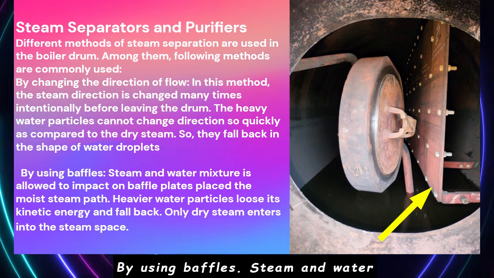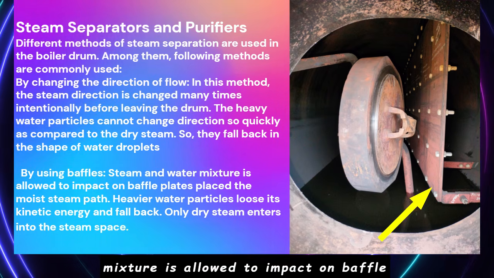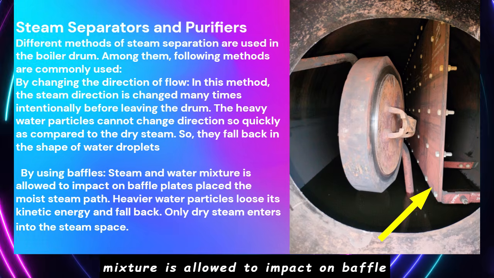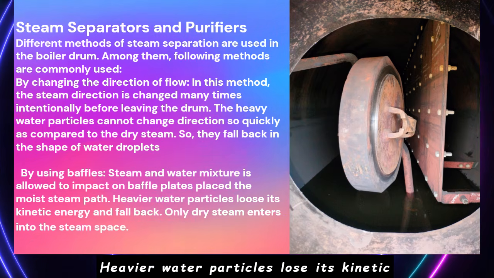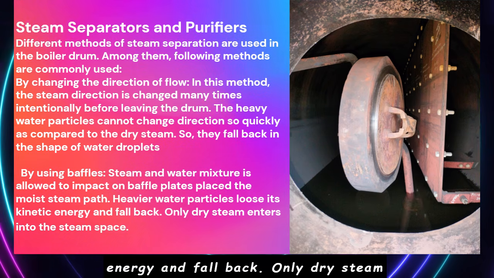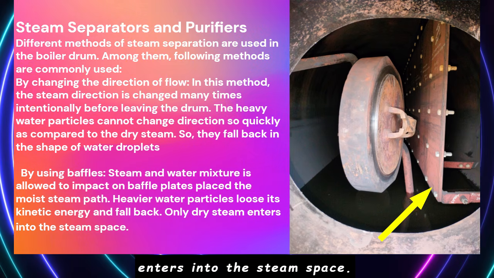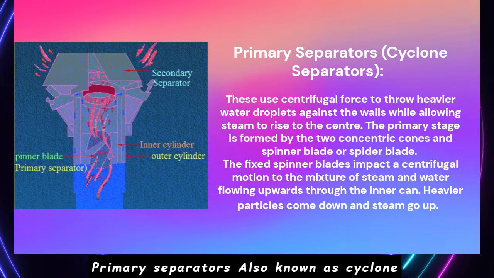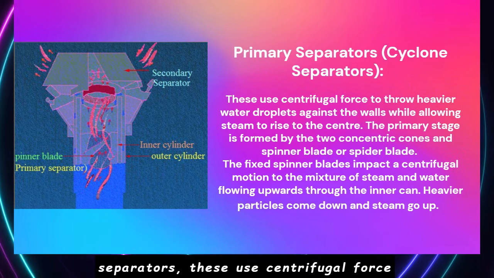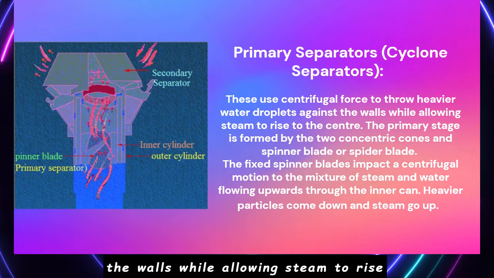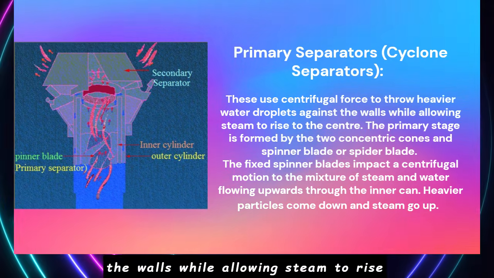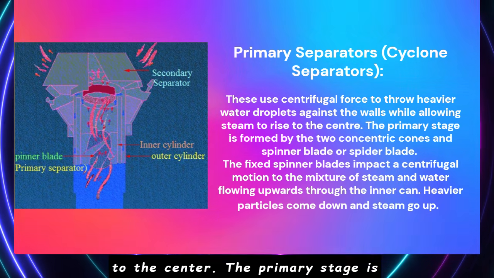By using baffles, the steam and water mixture is allowed to impact on baffle plates placed in the moist steam path. Heavier water particles lose their kinetic energy and fall back. Only dry steam enters into the steam space. Primary separators. Also known as cyclone separators. These use centrifugal force to throw heavier water droplets against the walls, while allowing steam to rise to the center.